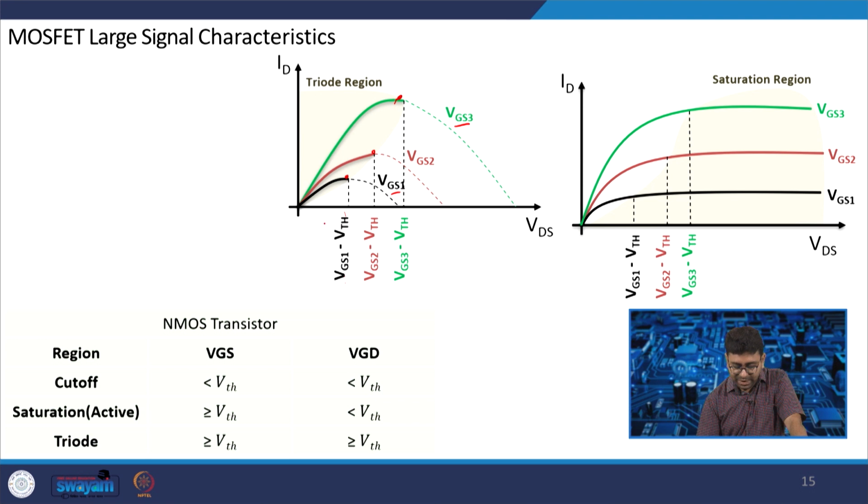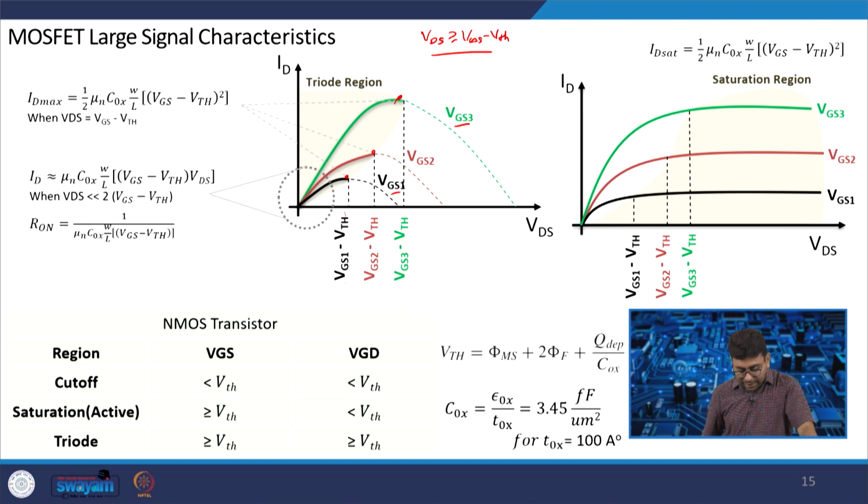If your VDS is greater than or equal to VGS minus VTH, then you will have a maximum current. So, in the same ID equation, if we put VDS equal to VGS minus VTH, we will get a maximum current ID max, that is given by ID max equals half mu n C ox W by L (VGS minus VTH) square.